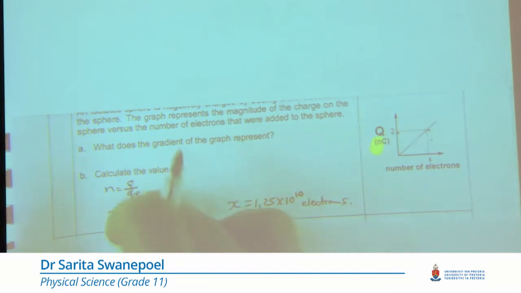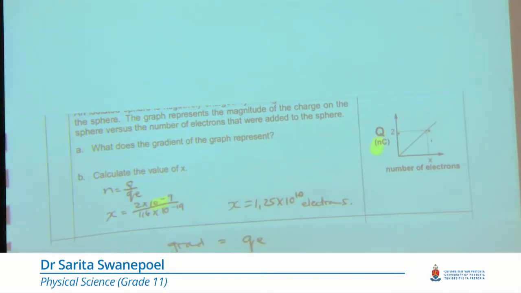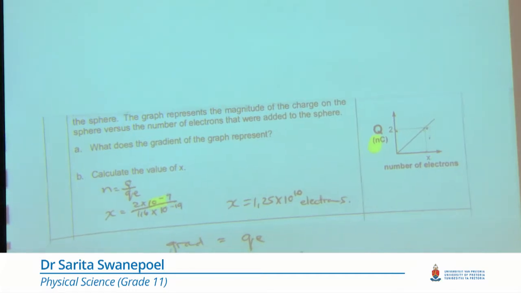So then you can use either that one or that one. Sometimes they have you work out the gradient first, and then they tell you use the gradient too. Then you were stuck with this one.